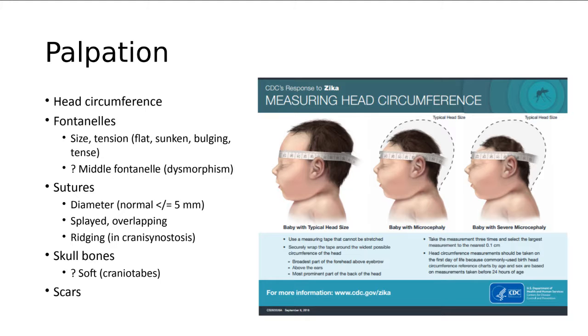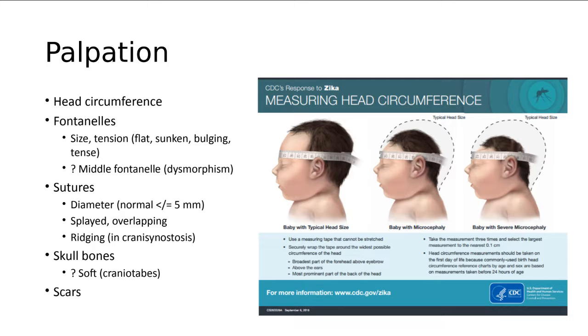We also palpate the fontanelles for their size and tension. Is it flat, sunken, bulging, or tense? And whether or not there's a middle fontanelle, which is a dysmorphic feature. The fontanelle may be sunken in the child who's dehydrated, but may be bulging and tense when there's raised intracranial pressure, such as meningitis, hydrocephalus, or even an intraventricular hemorrhage.